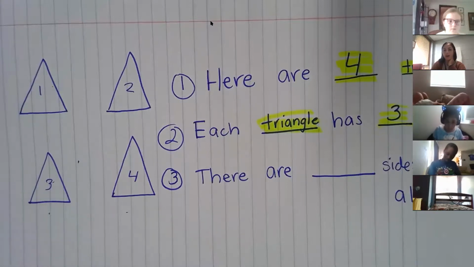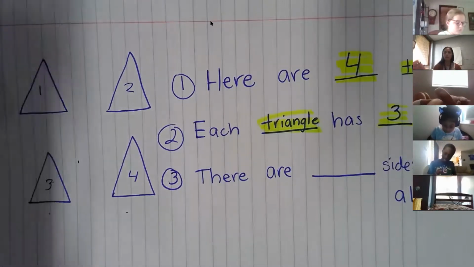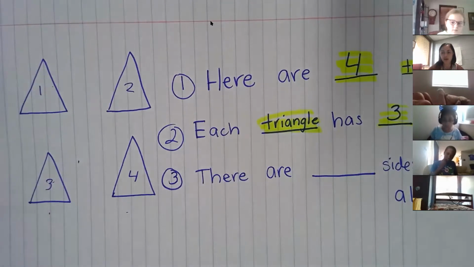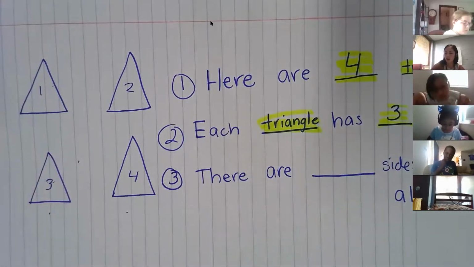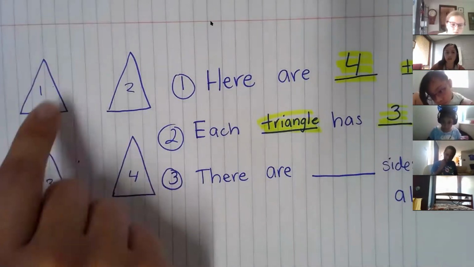Good, Baraka. Awesome, Baraka. Baraka, can you tell me how many triangles there are and write that number? How many triangles did you draw? You drew 4. Good. How many sides does a triangle have? Count the sides.